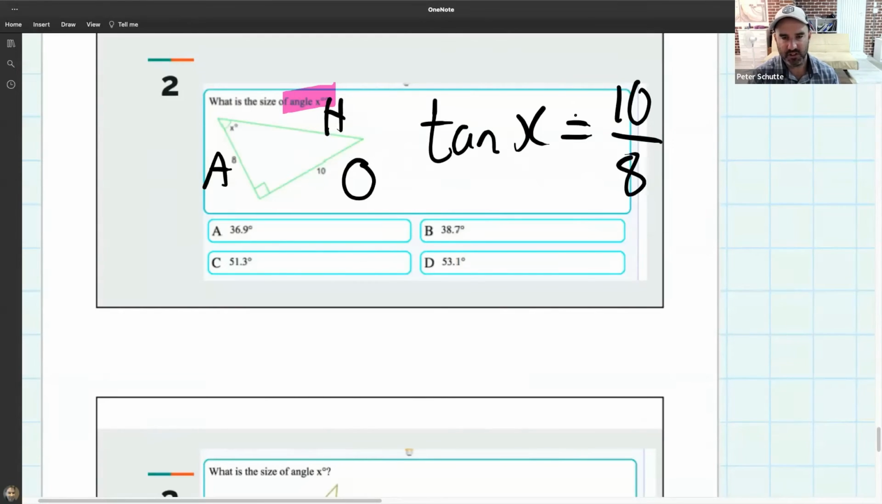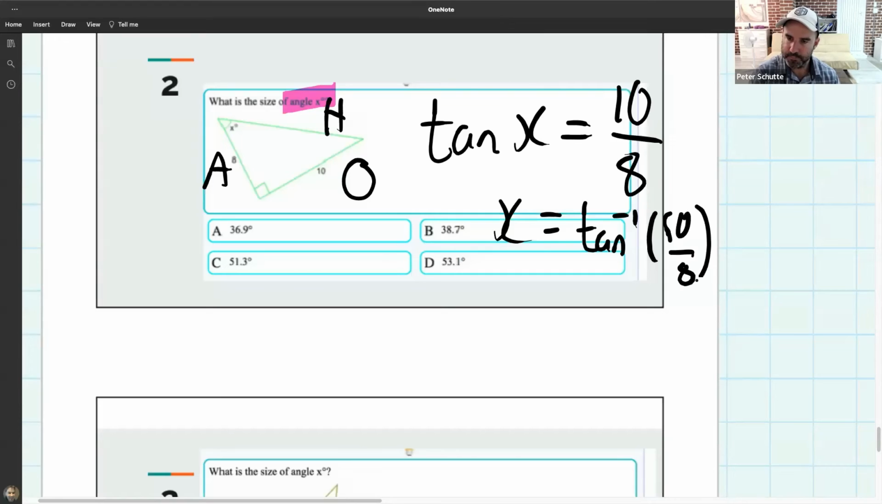And that is just a statement. Now I need to actually find what X is. So if I take inverse tan on both sides, I'm going to end up with that in my calculator. And I should get 10 divided by 8, 51.3, which is C.